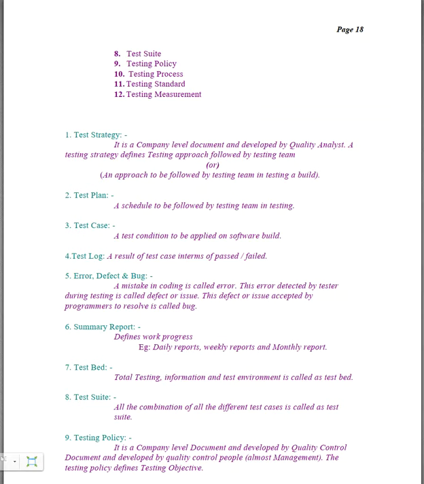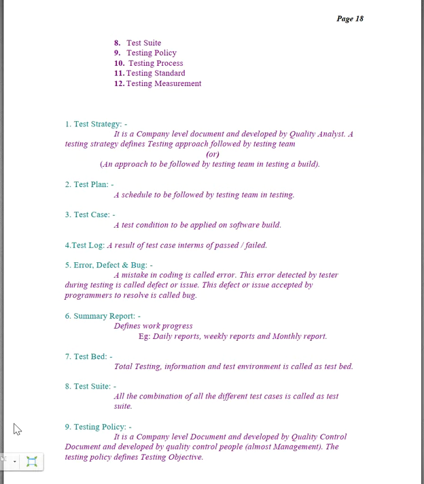So then what is a summary report? It defines the work progress, like daily reports, weekly reports and monthly reports. And test bed, the total testing information and testing environment, is called the test bed. Test suite is a combination of all the different test cases. Testing policy is a company level document developed by the quality control team, and some testing objectives will be there, so we have to follow those testing objectives.